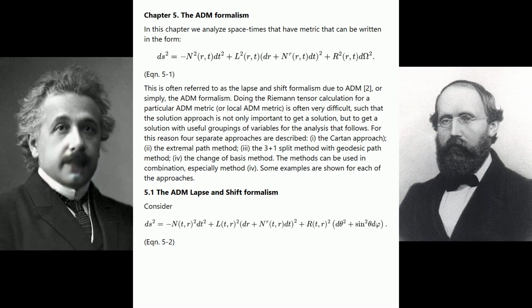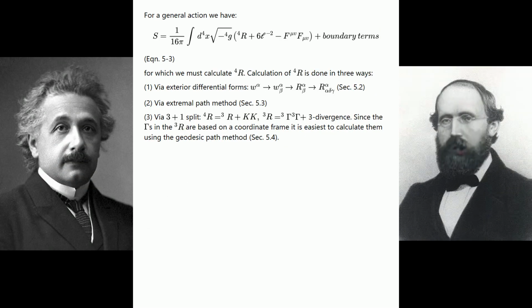5.1 The ADM lapse and shift formalism. Consider, see equation 5-2. For a general action we have, see equation 5-3, for which we must calculate 4R. Calculation of 4R is done in 3 ways. 1. Via exterior differential forms, w sub beta to the alpha goes to R sub beta to the alpha goes to R sub alpha delta gamma to the alpha, Section 5.2. 2. Via extremal path method, Section 5.3. 3. Via 3+1 split.